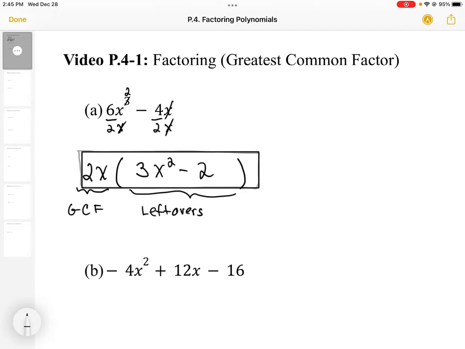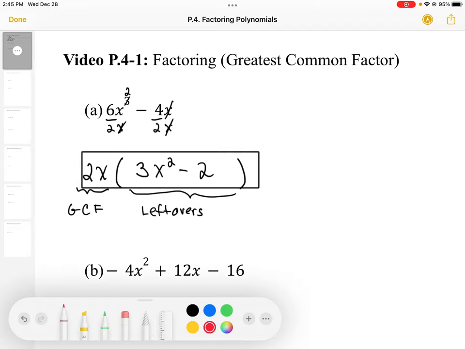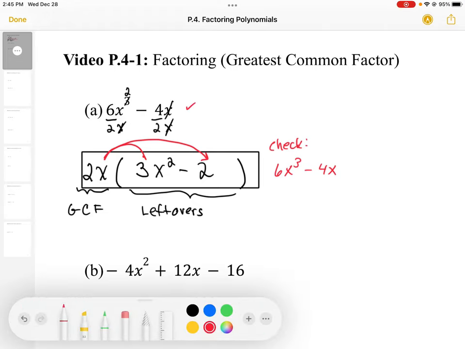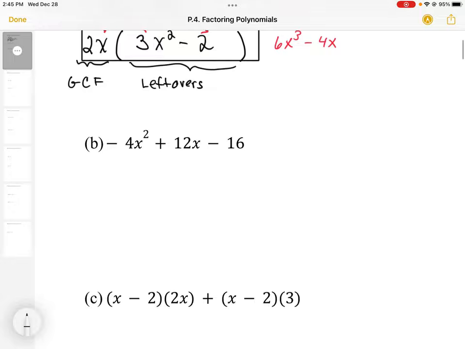We box that in. Now, remember, we can always check to see if we have the right answer. If we distribute this 2x, we should get what we started with. So I'm just going to write that here. Check. So 2x times 3x squared is 6x cubed. 2x times negative 2 is negative 4x. And that's exactly what we had when we started. So let's go on to the next example.